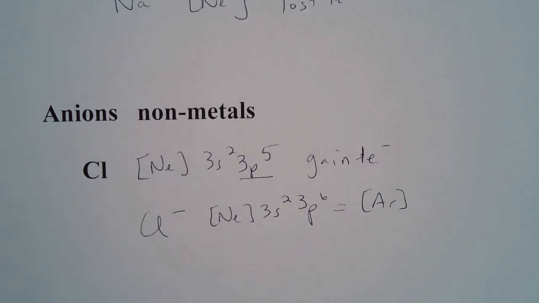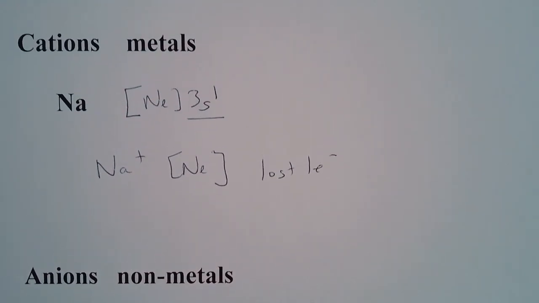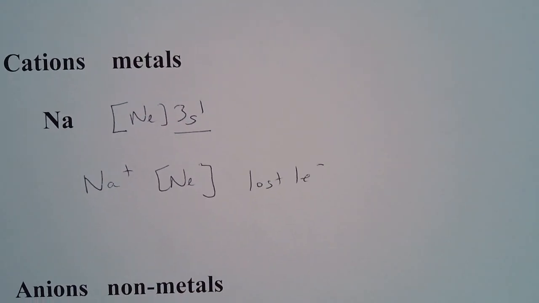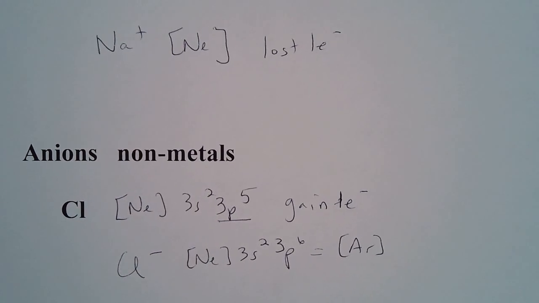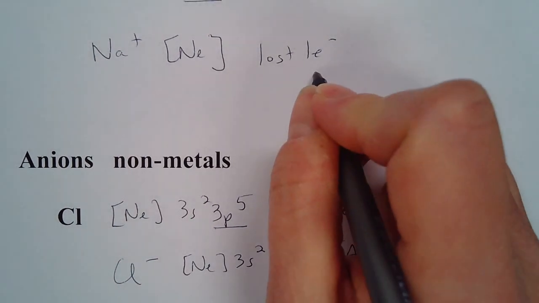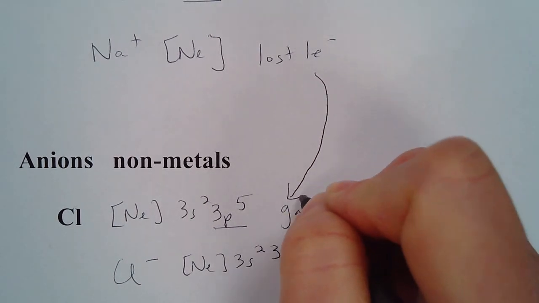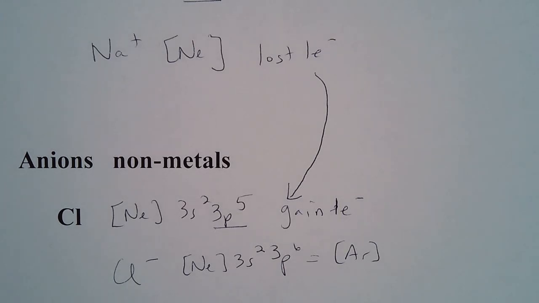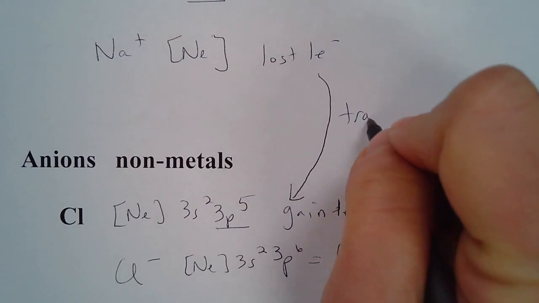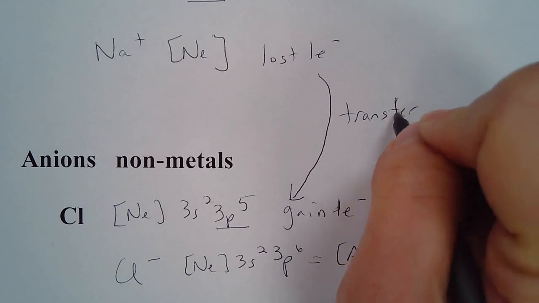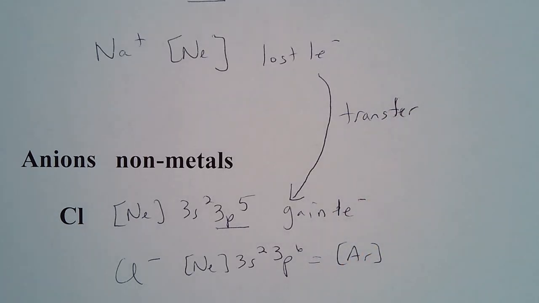Well, what we're going to talk about is the metal has to lose the electron to the non-metal. So what I'd like you to draw is an arrow from the lost electron to the gained electron. So what we call this is a transfer. Okay, and words are going to be important for this, transfer.